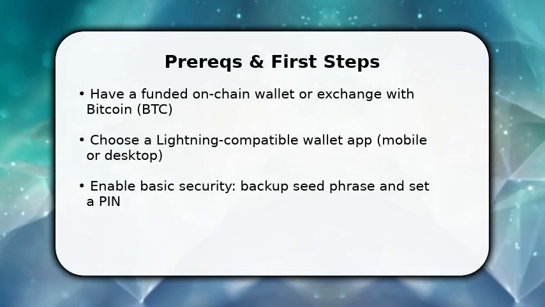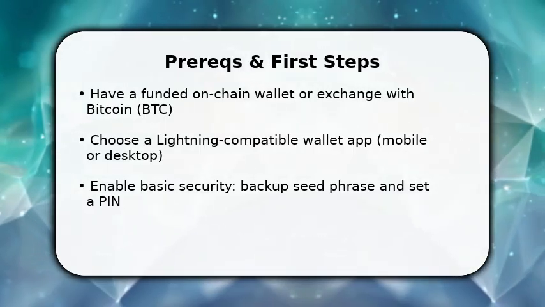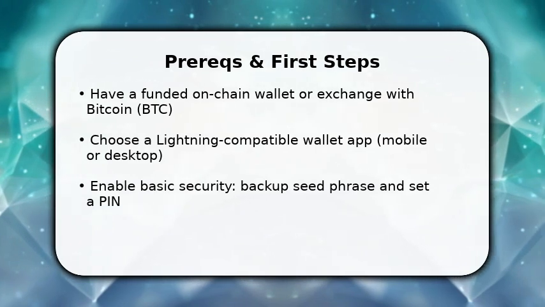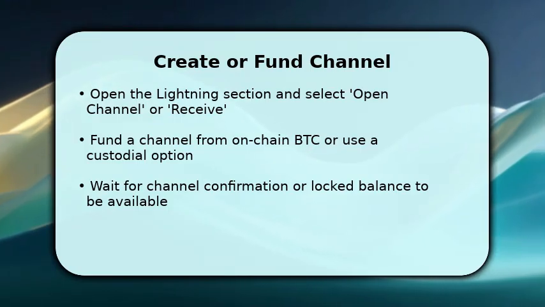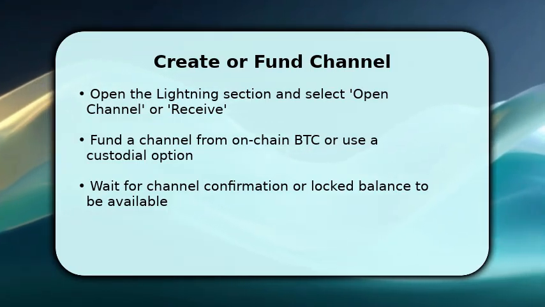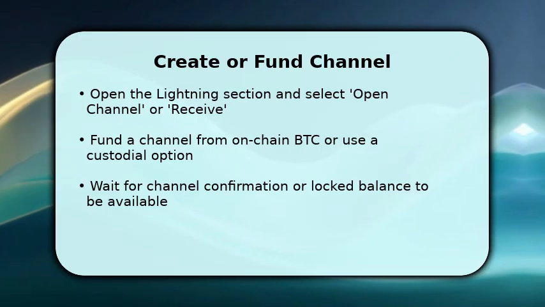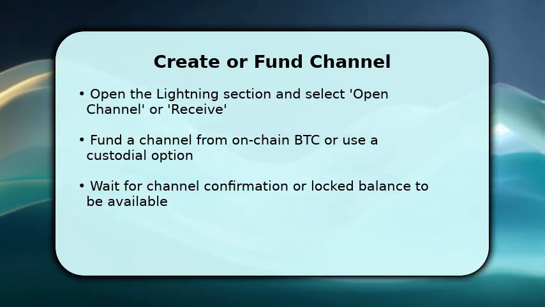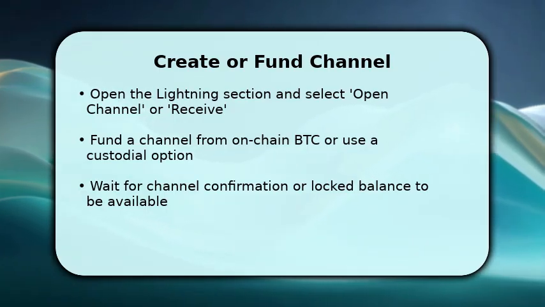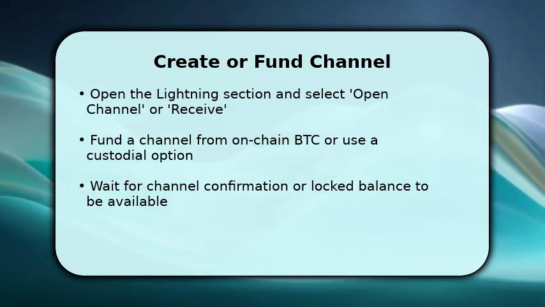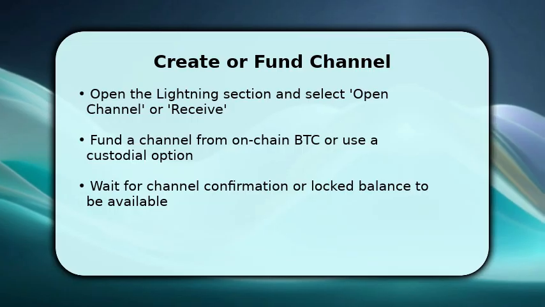You're now ready to move from setup into generating a usable Lightning address or invoice. You'll proceed to create or fund a Lightning channel so the wallet can send and receive. If using a non-custodial app, choose Open Channel and send a small on-chain amount to the channel. Lightweight wallets may auto-manage this. If you prefer speed, use a custodial or hybrid wallet to skip channel management.